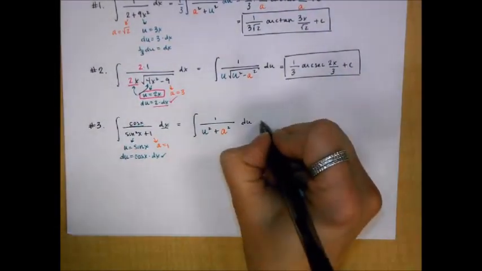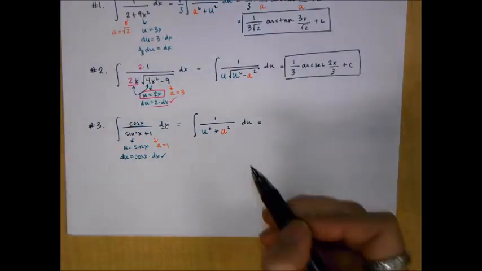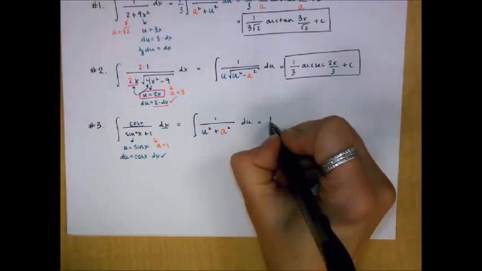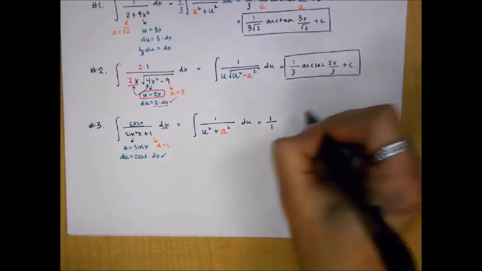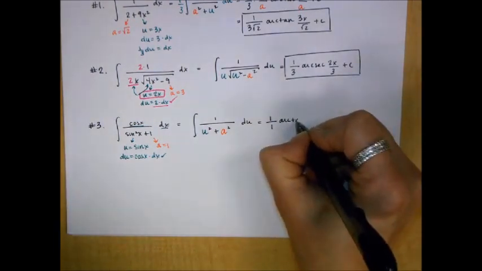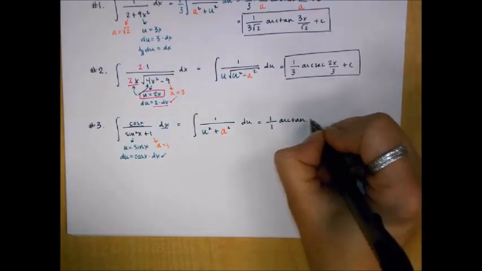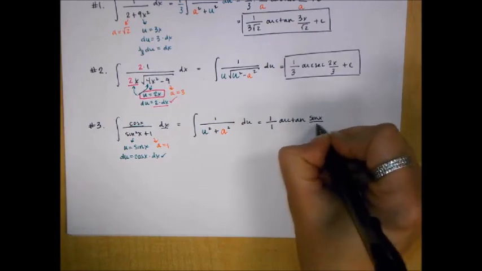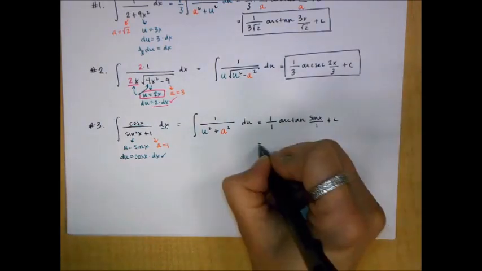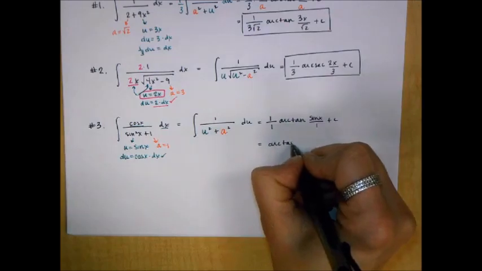So we'll use our formula, 1 over a, which is 1. Arctangent of u over a, so sine x over 1 plus c. Now that's just arctangent of sine plus c.